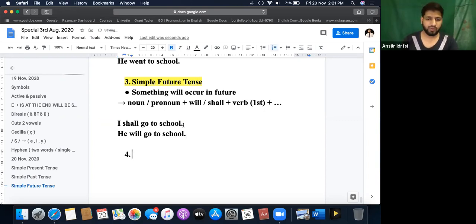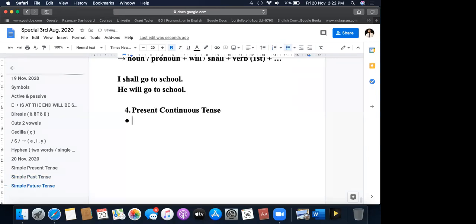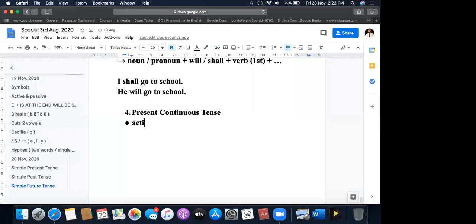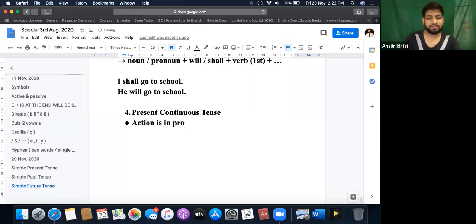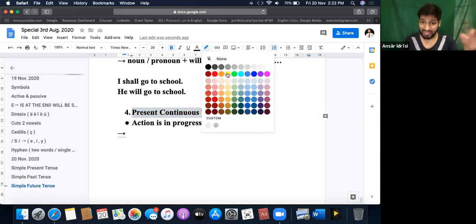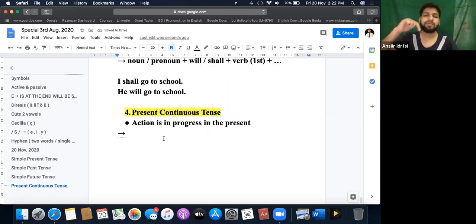Next one. Now we have the present continuous tense. Now when do we use present continuous tense? When something started in the present and is still going on. When an action is in progress in the present, we use the present continuous tense. जब कोई action present में चल रही है, action is in progress, चल रही है in the present, present के अंदर चल रही है, we are going to use the present continuous tense.